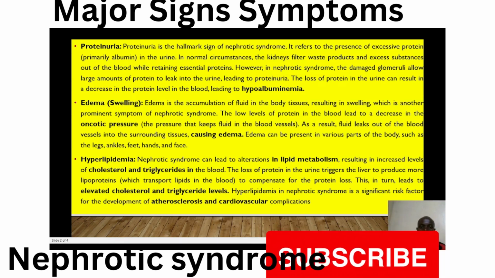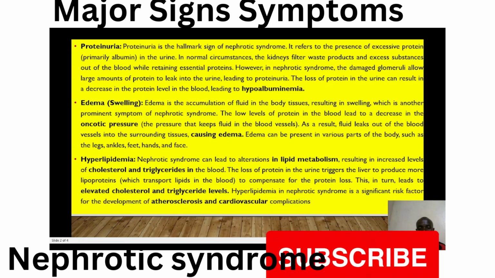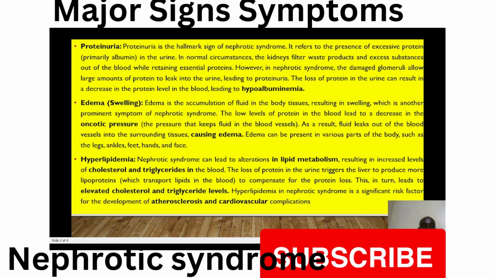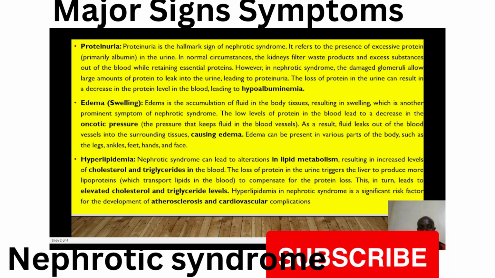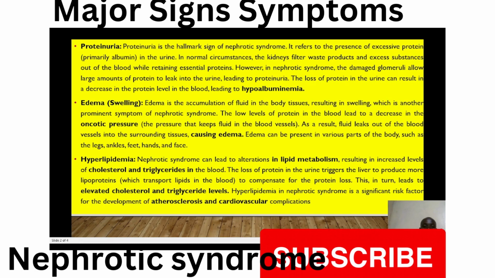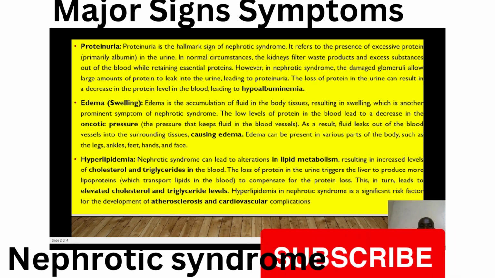So the low levels of protein in blood will lead to a decrease in the oncotic pressure. Okay, so low protein in blood leads to decreased oncotic pressure. And what is the work of oncotic pressure, guys? The work of the oncotic pressure is to keep the fluid in the blood vessels. So when this pressure decreases, the fluid will leak outside the blood vessel into surrounding tissues, and when this happens it leads to edema.